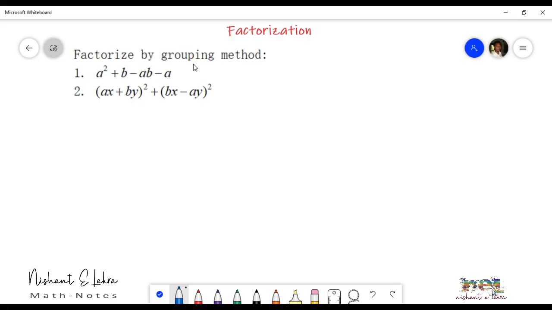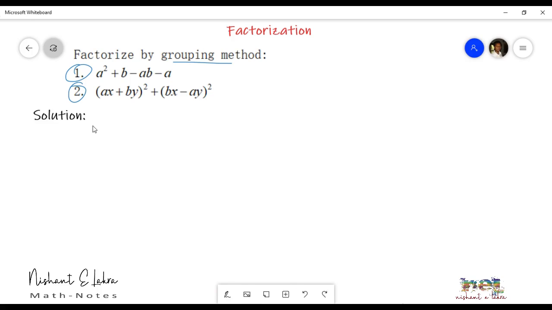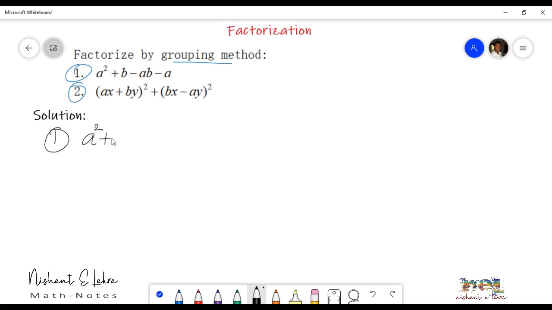Hello everyone, let us see another problem based on factorization. Now this is to understand how to factorize by grouping method. We have two problems here to solve. Let's see how to solve these problems one by one. The first question is a square plus b minus ab minus a.